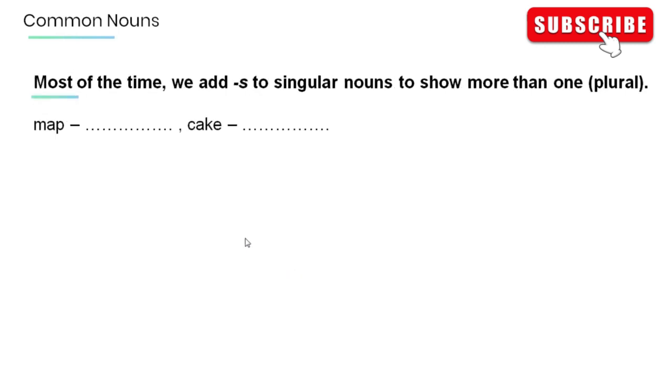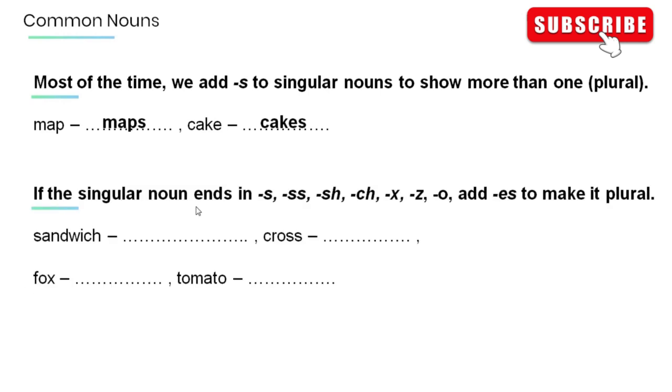Great. Now again, most of the time we add S to singular nouns to show more than one, plural. What is the plural form of the word map? Maps. The word cake? Cakes.